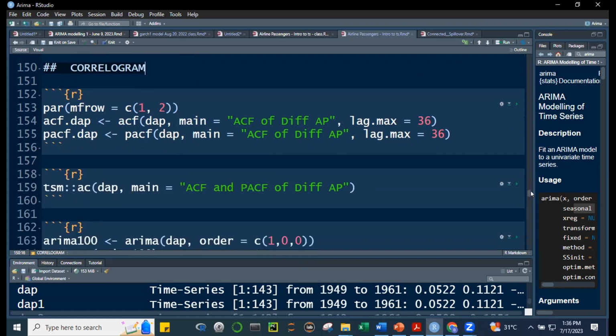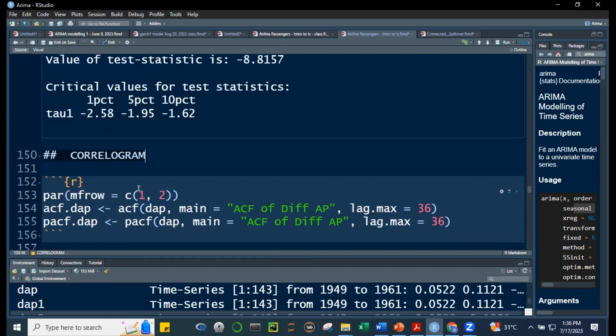Okay, but let's now plot the correlogram. No? So pagsama na lang natin dito, partition, yung row natin, 1 row and 2 columns. Okay, so i-plot natin si ACF. I'm creating this object, ACF.DAP, which is just the autocorrelation function ng DAP. Lagyan lang natin ng title. And then lag.max, itinakda na 36 yung lag. Of course, pwedeng lower, pwedeng 12, pwedeng 24. Arbitrary naman yan. Okay?